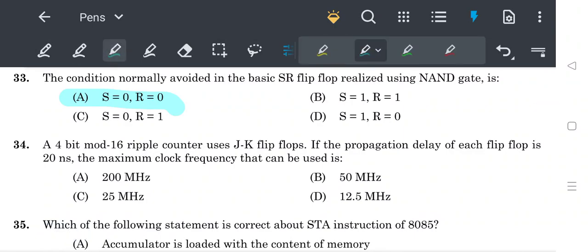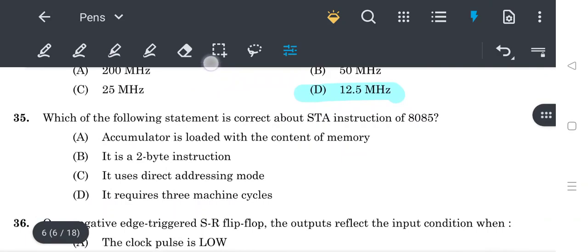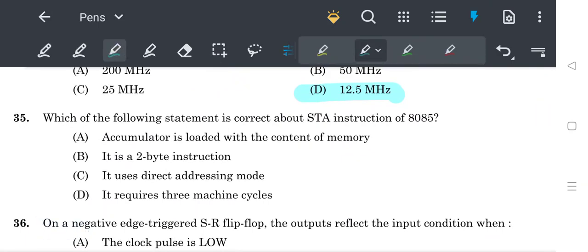Next one, a 4-bit mode 16 ripple counter uses JK flip-flops. If the propagation delay of each flip-flop is 20 ns, the maximum clock frequency that can be used is option D, 12.5 MHz. Next one, which of the following statement is correct about STA instruction 8085? Answer, option C, it uses direct addressing mode.